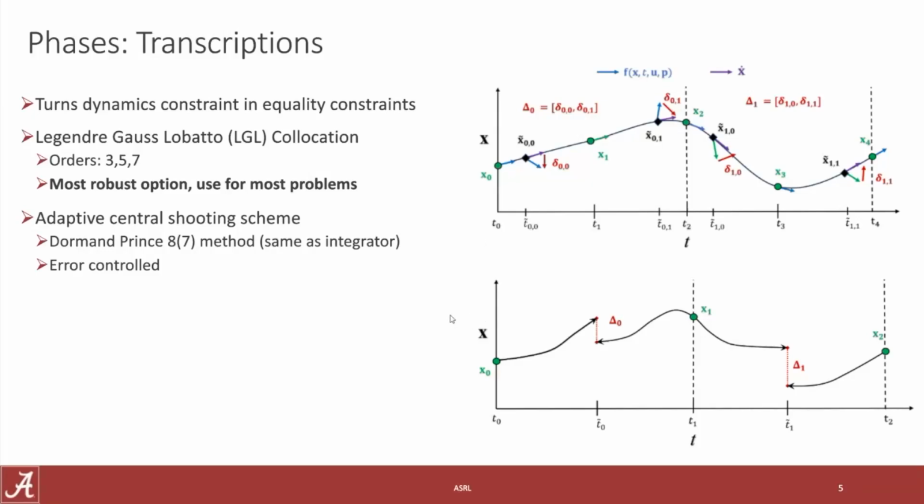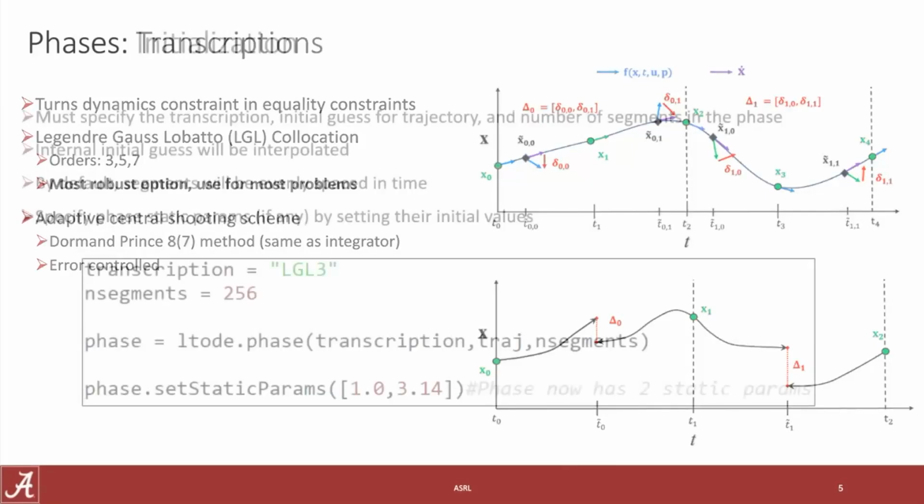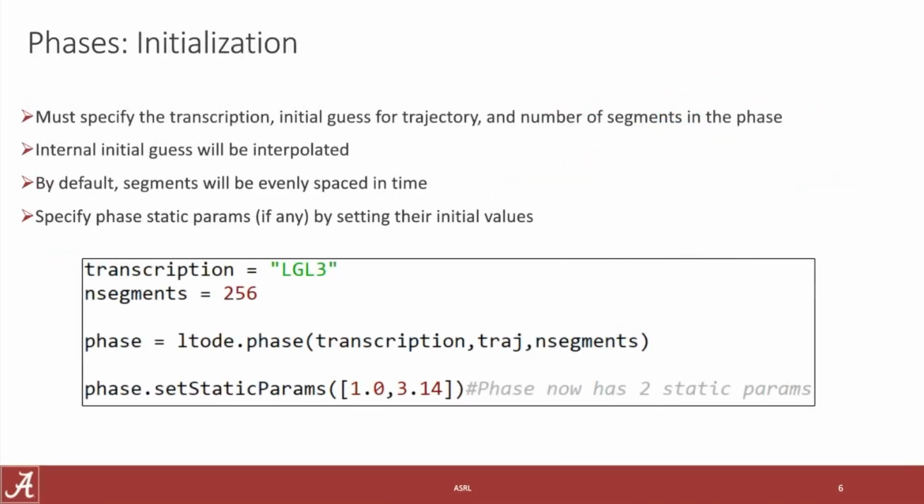But if you are working on something that needs to be tighter error controlled, or has fast dynamics, you can use a central shooting scheme for transcription as well, where you're taking your segments and between your segments, you are integrating forward and backward and have an error controlled difference that your ODE integration must meet. So these are the 2 ways to form a phase and tell the phase how I want the ODE to be represented and held in this problem.